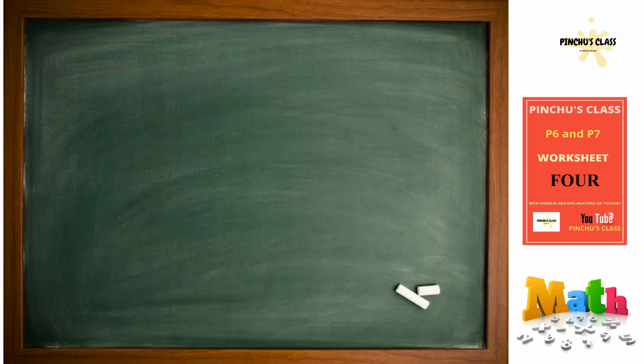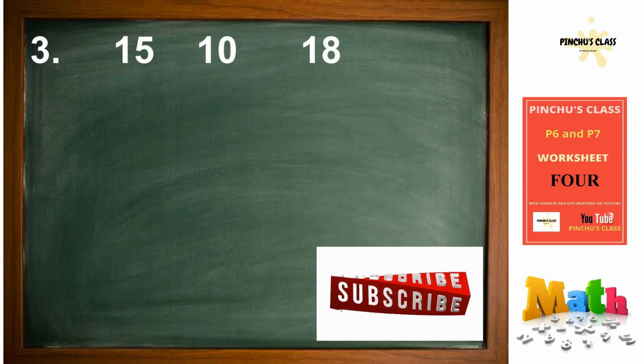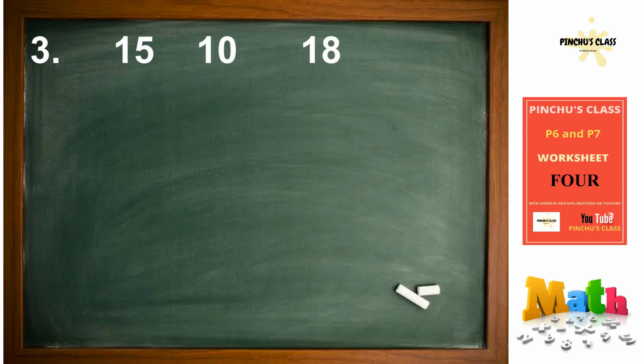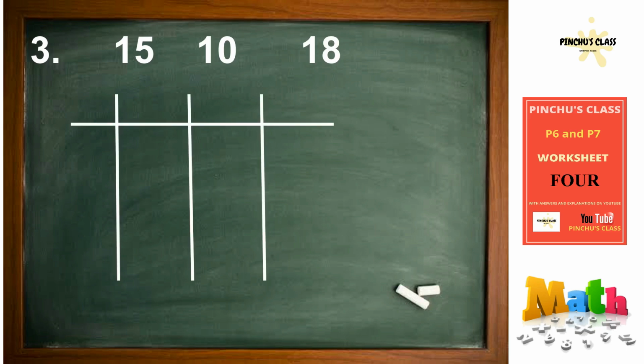Number 3, there are 3 streams of P7 in a school with 15, 10, and 18 pupils respectively. So we are supposed to find the least number of textbooks that can be distributed to each stream without leaving any remainder. Now in this case, what you do, you're supposed to get the LCM of 15, 10, and 18. So we shall use the ladder method. So we're going to divide these numbers by the ladder method.